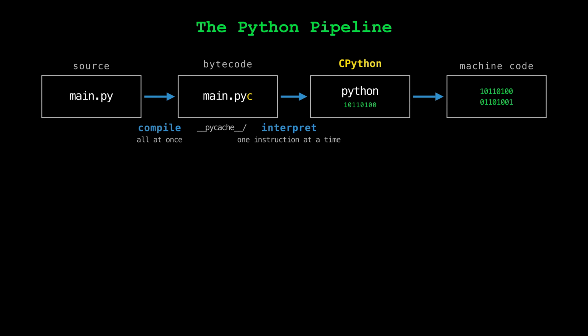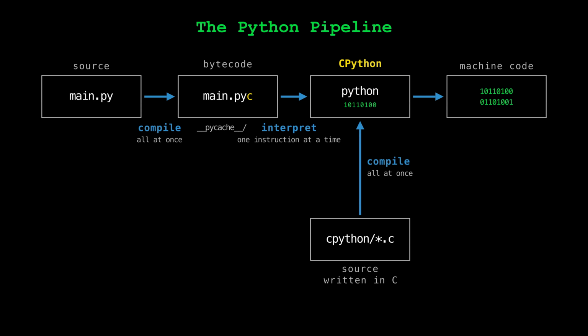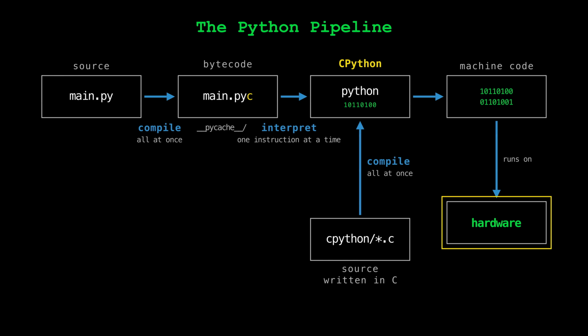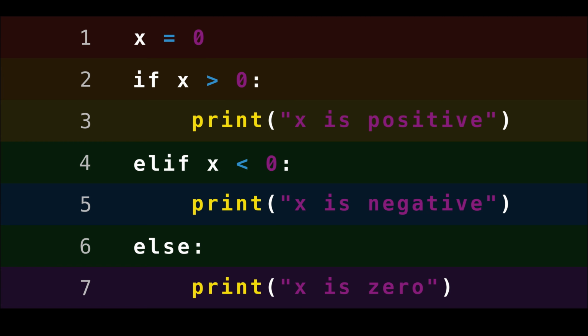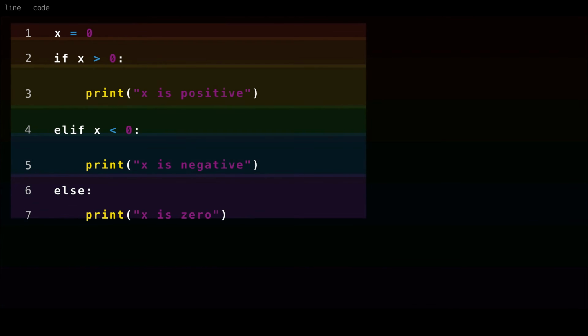C, on the other hand, is a compiled language, so before any of our Python runs, the CPython interpreter itself has already been compiled down to machine code that runs directly on the hardware. There are many more compiled and interpreted languages, but in the end, they all run on hardware that executes machine instructions in sequence. Let's start with branching in Python, the if-else statement. An if-else lets us take different actions depending on a condition.